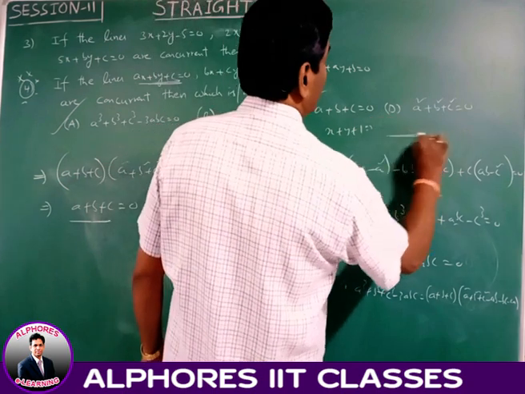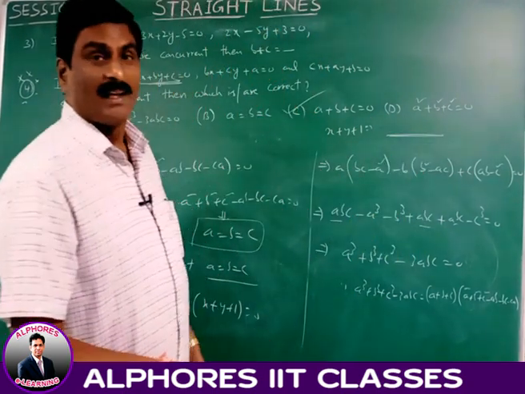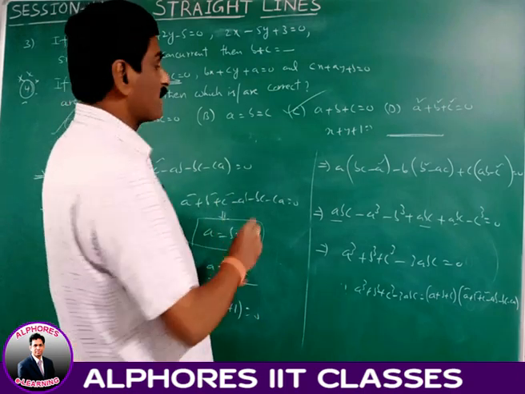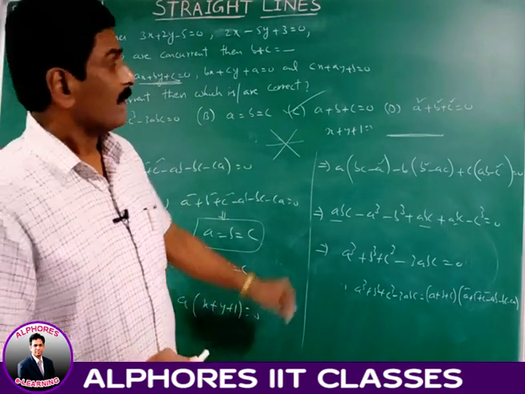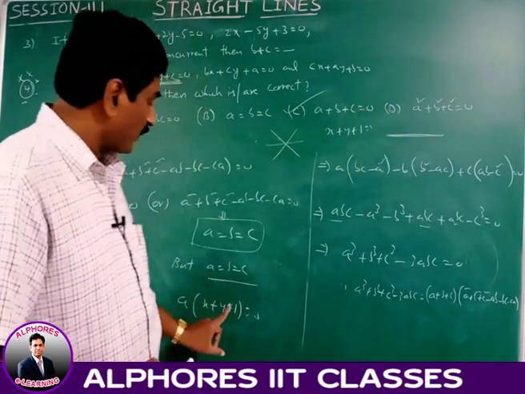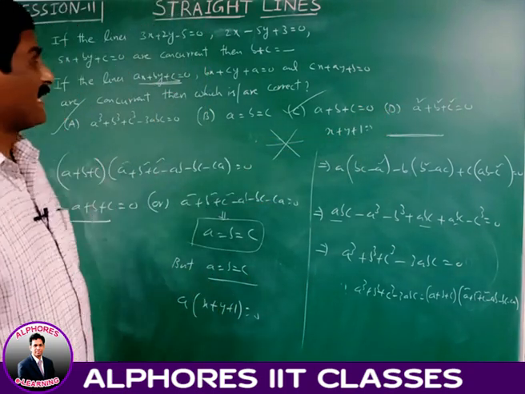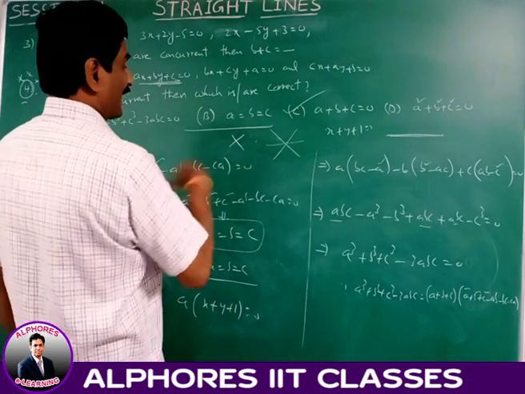That means they are coincident lines. They are coincident lines. A family of concurrent lines means they have exactly one point in common. They are intersecting at one point only, but these are coincident lines. So it is a failure case. Please observe this point. a is equal to b is equal to c is not a correct answer.